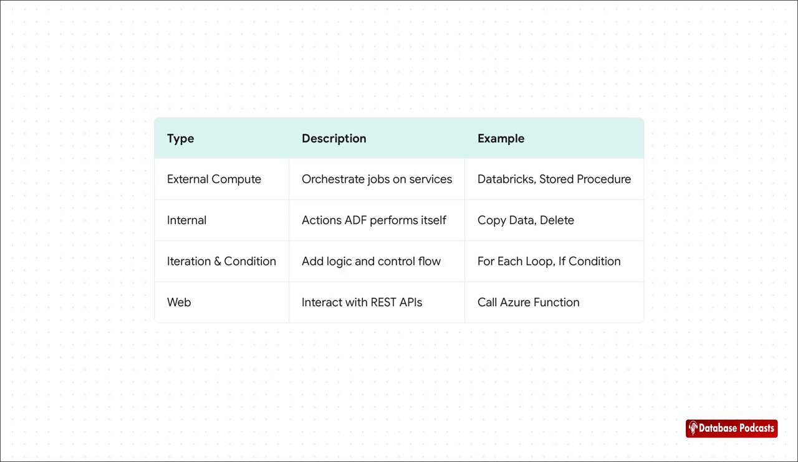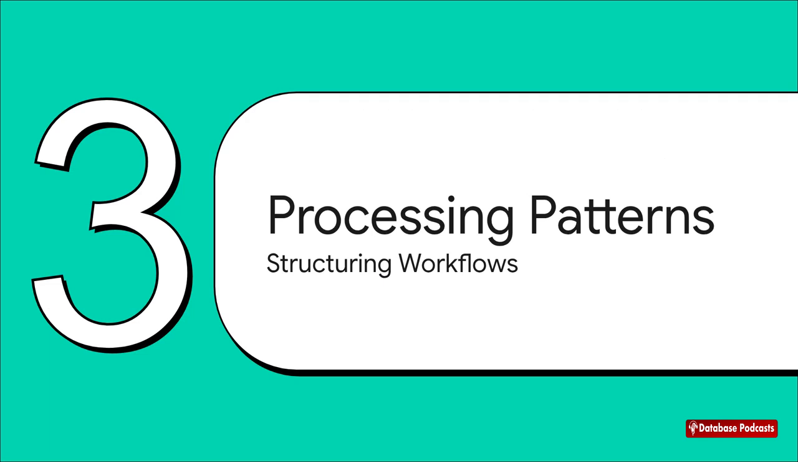The most important distinction here is between external and internal. With external compute, think of ADF as a manager. It tells a service like Databricks, hey, run this job for me. But with internal activities, like a simple copy data, ADF rolls up its own sleeves and does the heavy lifting. You add in that control flow logic, plus the ability to connect to anything with an API, and you've got a seriously powerful setup.